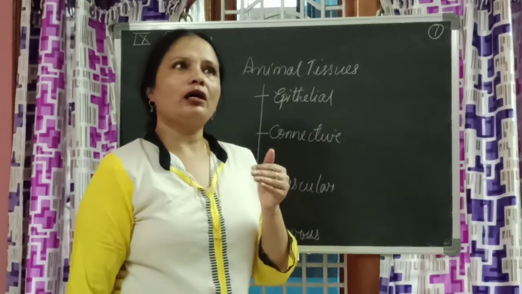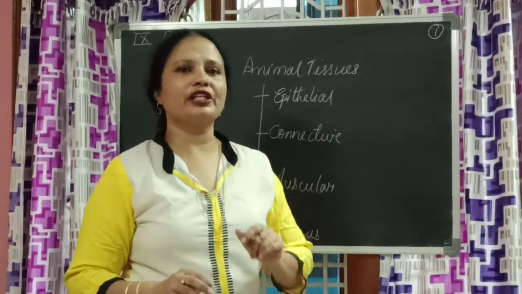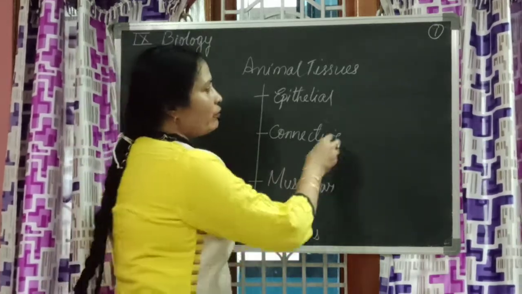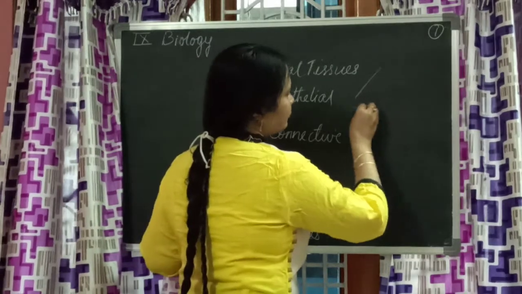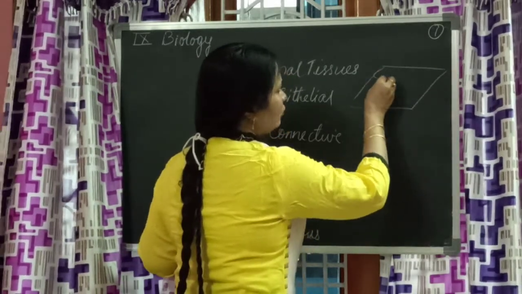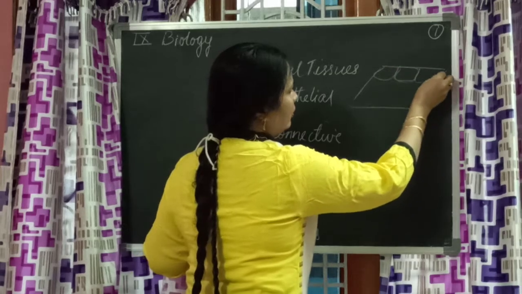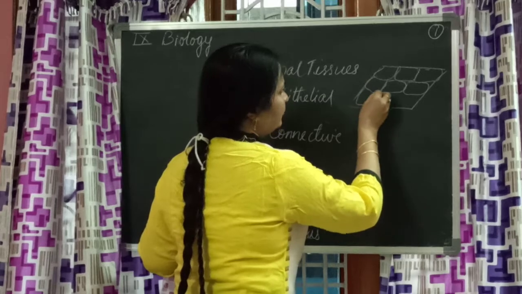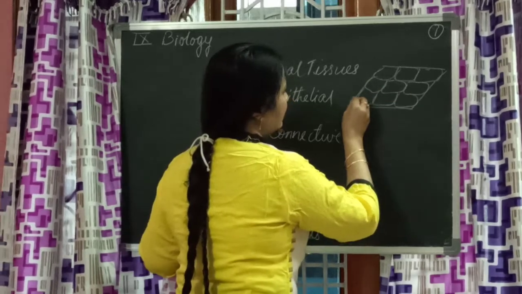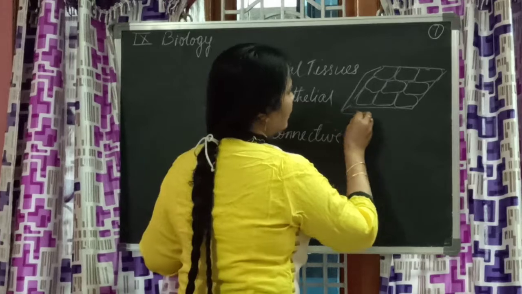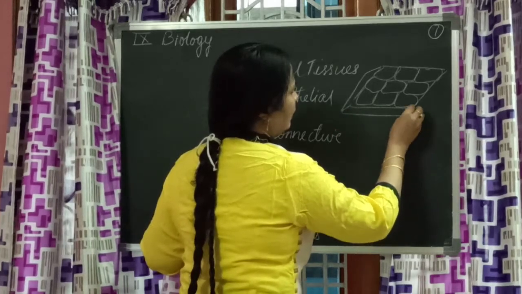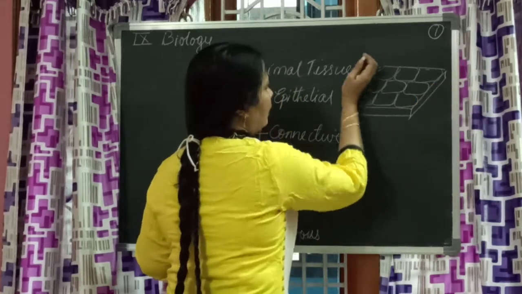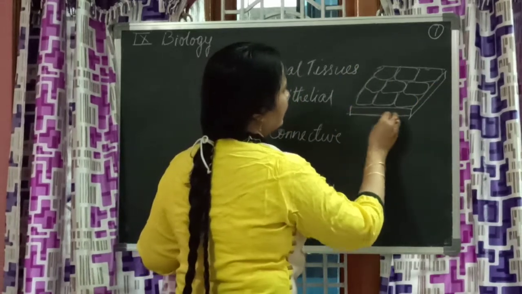But how do they all look? For that, in your textbook they gave one diagram which I skipped explaining. So once again I am going to give you an example of how it looks. The epithelial tissue looks like this. The cells are very closely packed and they actually look like this.